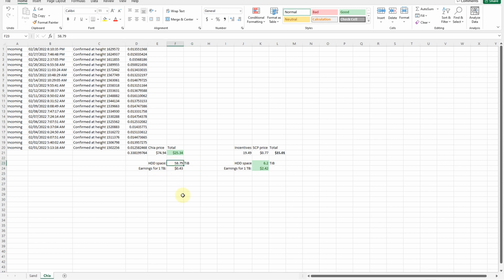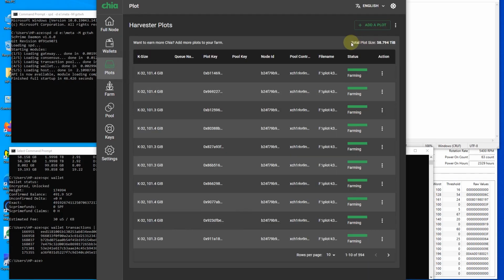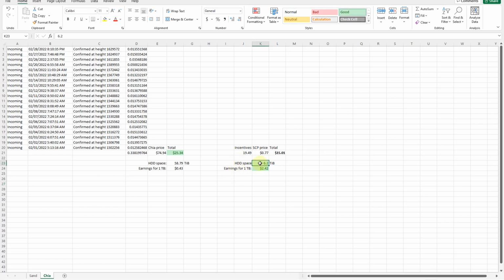Let's take a look at how much space I need for these coins, for this money. For Chia, I have almost 60 terabytes of space that is being plotted. We can take a look at our console, and here at the top right corner we can see 58.79 terabytes. While for ScPrime, you just need 6 to 7 terabytes of space at the moment. So earnings for 1 terabyte are 43 cents versus $2.42. That's a really huge difference, because for each terabyte you add, you need to pay.